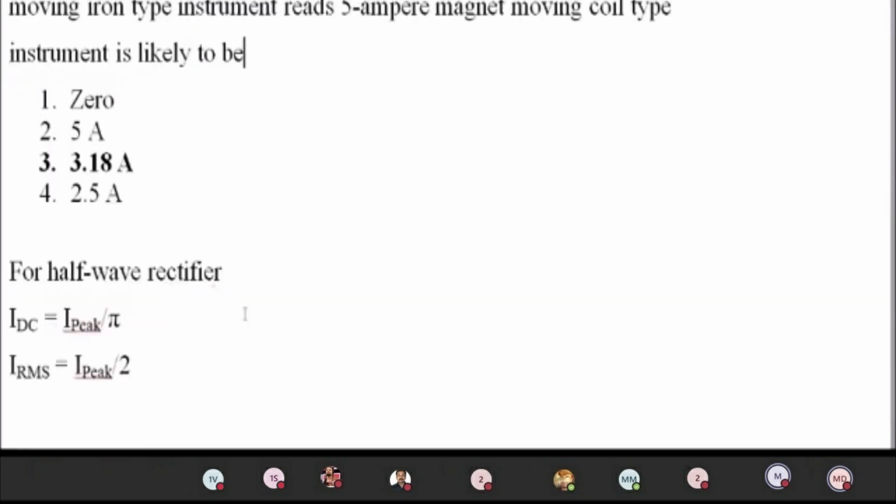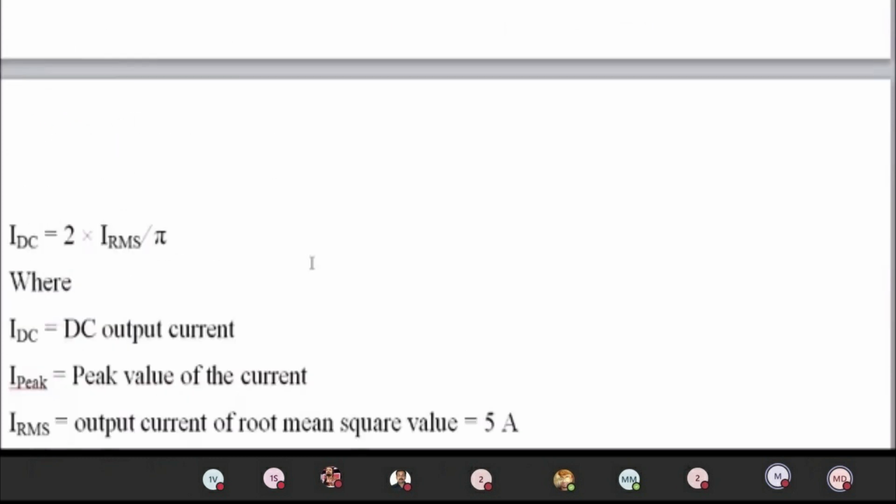After doing the calculations, we can come back to the choices. For a half-wave rectifier, we know IDC is equal to I peak by pi, and for AC in half-wave, IRMS is equal to I peak by 2. So by using these two equations, we can come to a conclusion: IDC is equal to 2 into IRMS by pi.